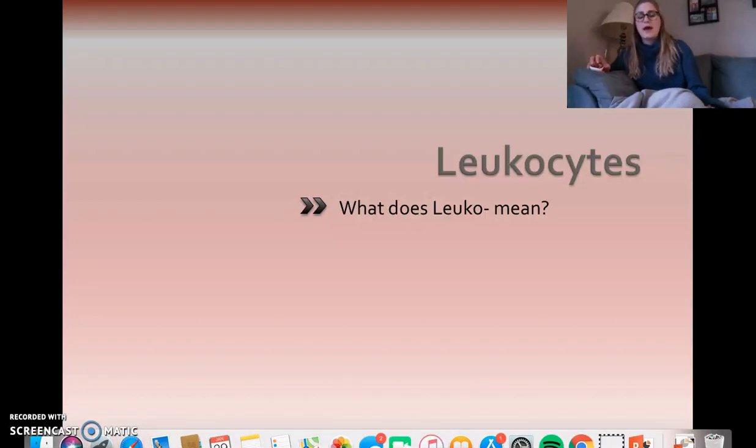So today we're going to have a lecture over leukocytes. It's going to be really fast. We don't have that many slides. So just get these notes done and then we're going to pick up with red blood cells when we get back.